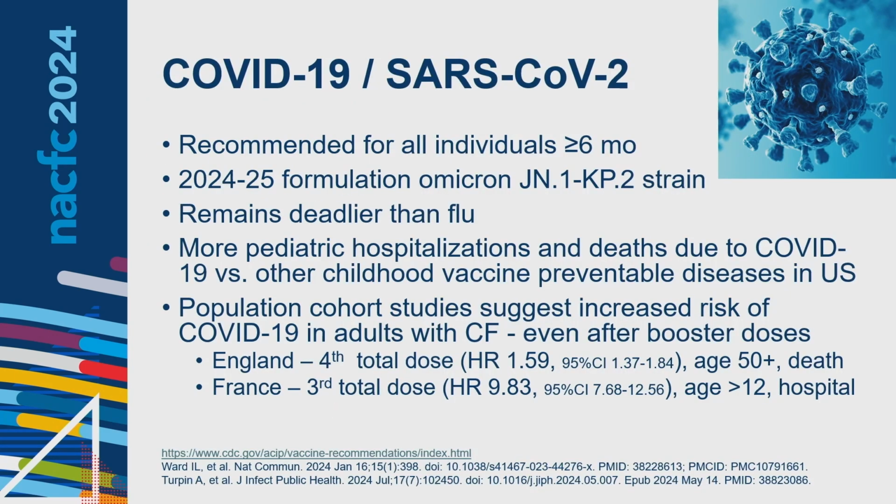Briefly, for COVID-19 and SARS-CoV-2, here in the US, annual vaccination is recommended for all individuals older than 6 months of age. The formulation this year is going to include the Omicron JN.1 KP.2 strain. It generally remains deadlier than flu, although we obviously don't have data from this season. And there have more recently been more pediatric hospitalizations and deaths due to COVID-19 than any other vaccine-preventable disease in the United States.